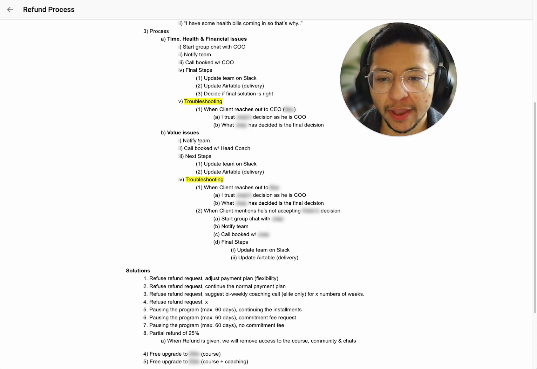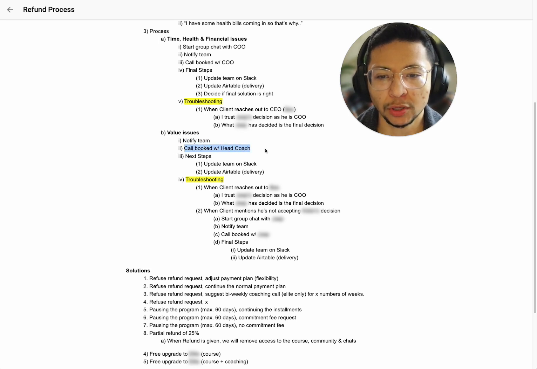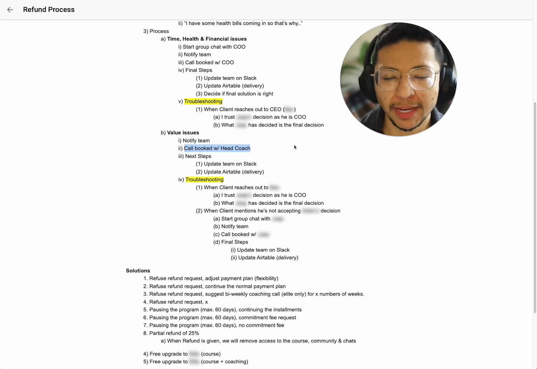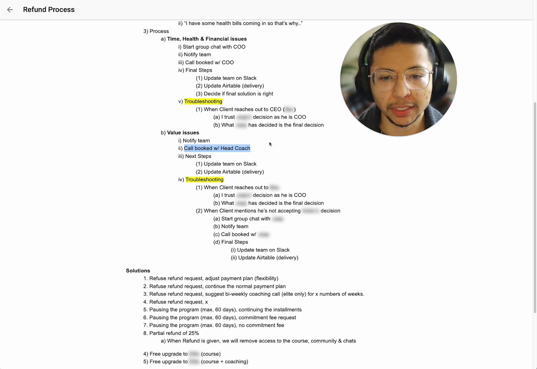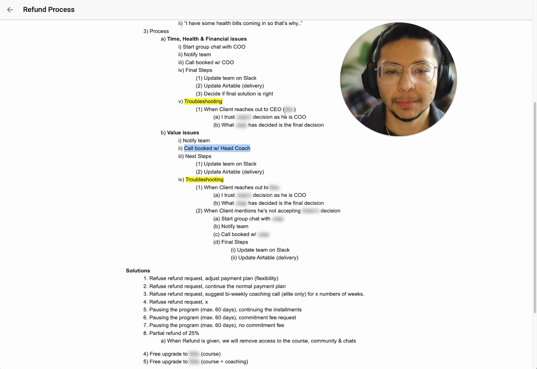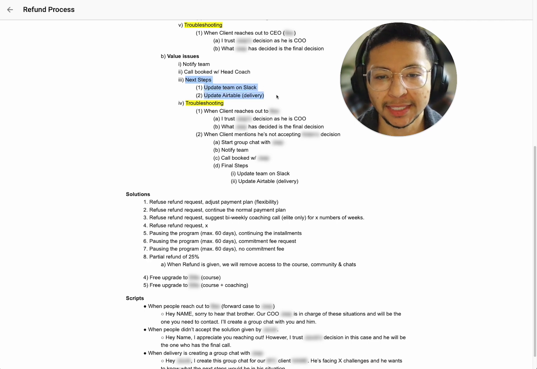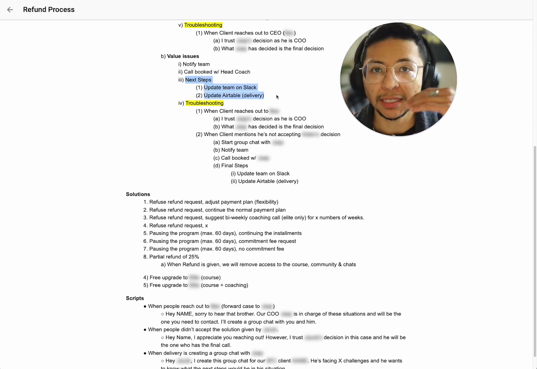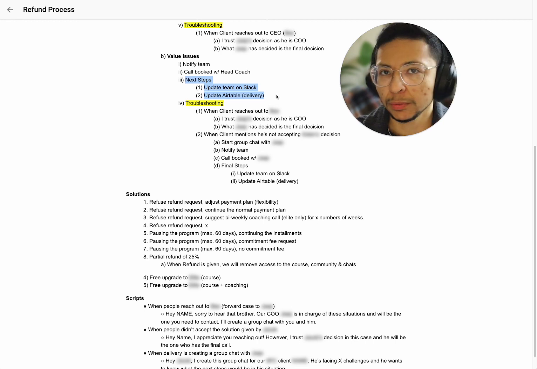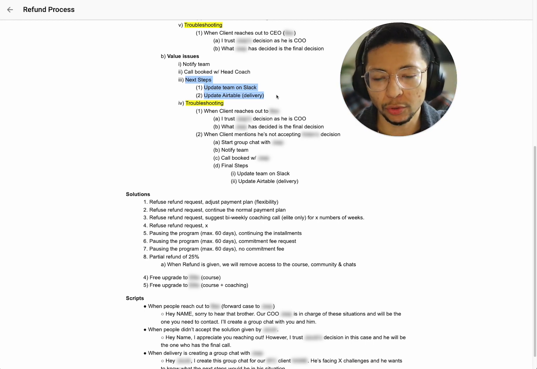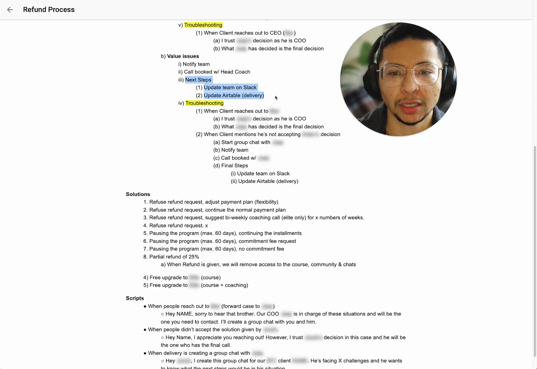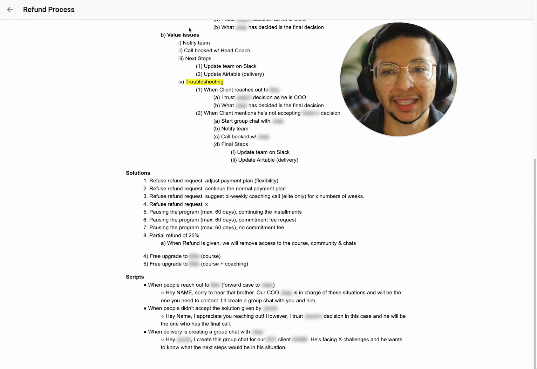And when we have a value issue, same concept, we should be notifying the team. There should be some sort of a call booked with whoever is the head coach or head client success manager or the head of delivery, whoever it is that is maybe not the CEO, but considered equally important in the organization. And then there should be some next steps that are decided and documented or tracked. So again, we would be updating the entire team for full transparency. There should be documentation noted as well in the CRM. Then there should be some sort of troubleshooting aligned with that as well.